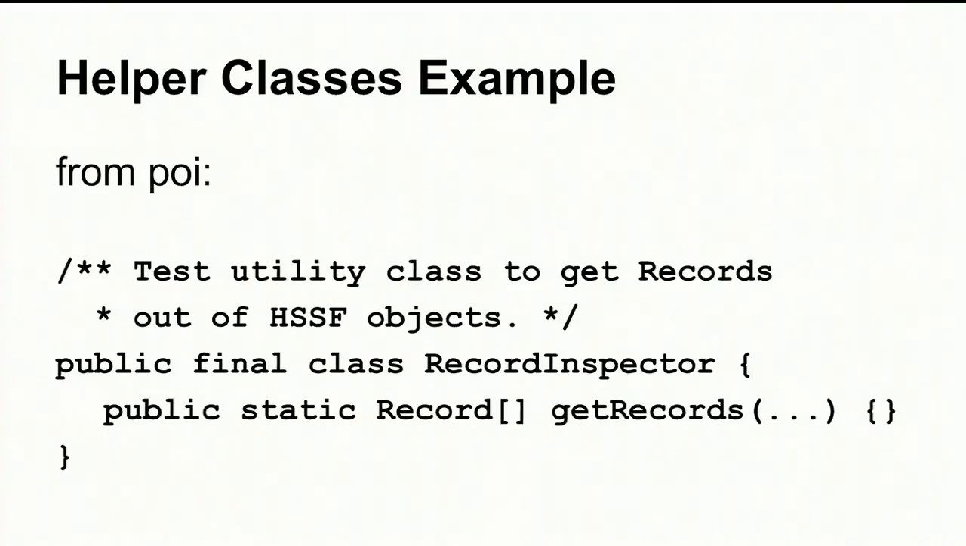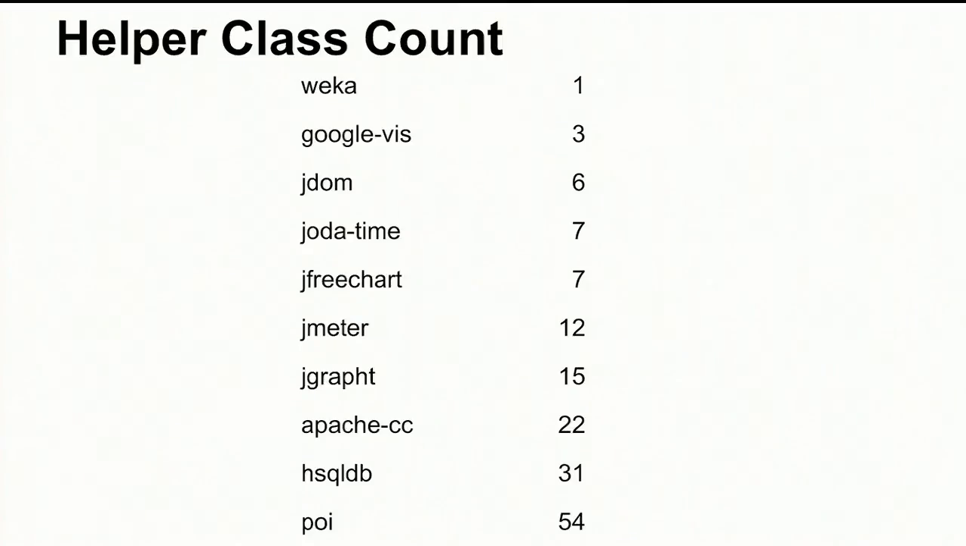The next thing I want to look at is helper classes and how many of these classes use helper classes. Here's an example of a helper class. You have this helper class, RecordInspector, which is just going to return this list of records. I went and counted the number of classes that looked like they were helper classes, and this is a relatively small number in terms of the total number of classes. There are, at most, a double-digit number of helper classes.